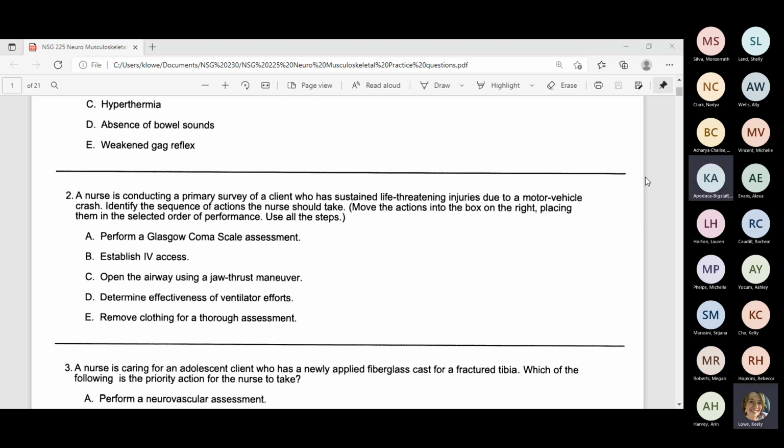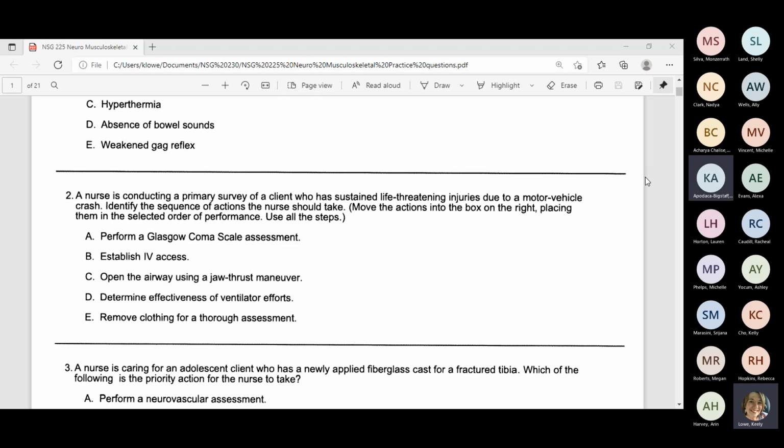We'd establish an IV access, right? So we want to be able to give medication, and we would do that no matter what the result of a head to toe would show or something like that. Okay, we establish an IV access. Then we've got two things left. What do we do next?